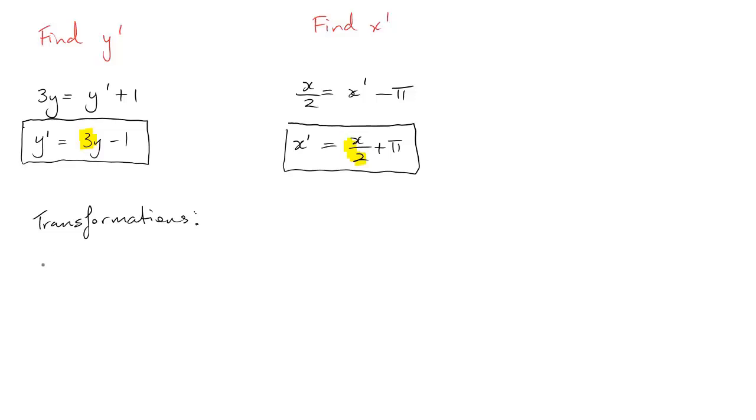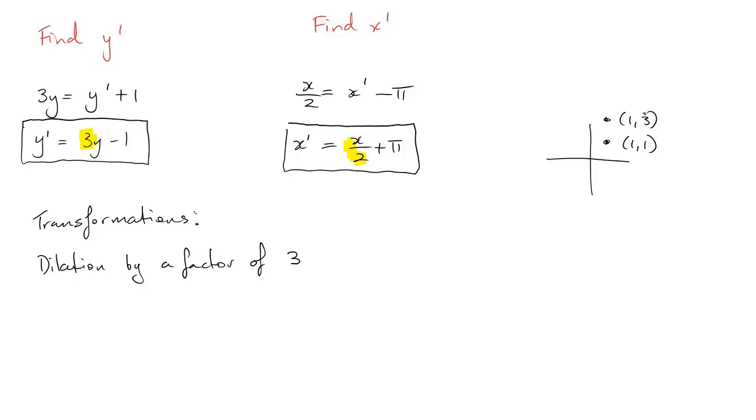So the transformations: dilation by a factor of 3, and that factor of 3 is influencing your y values. So imagine you have 1, 1, and now you have 1, 3, because this original y value has been multiplied by a factor of 3. So it moves this way. Okay, so dilation by a factor of 3 parallel to the y-axis.